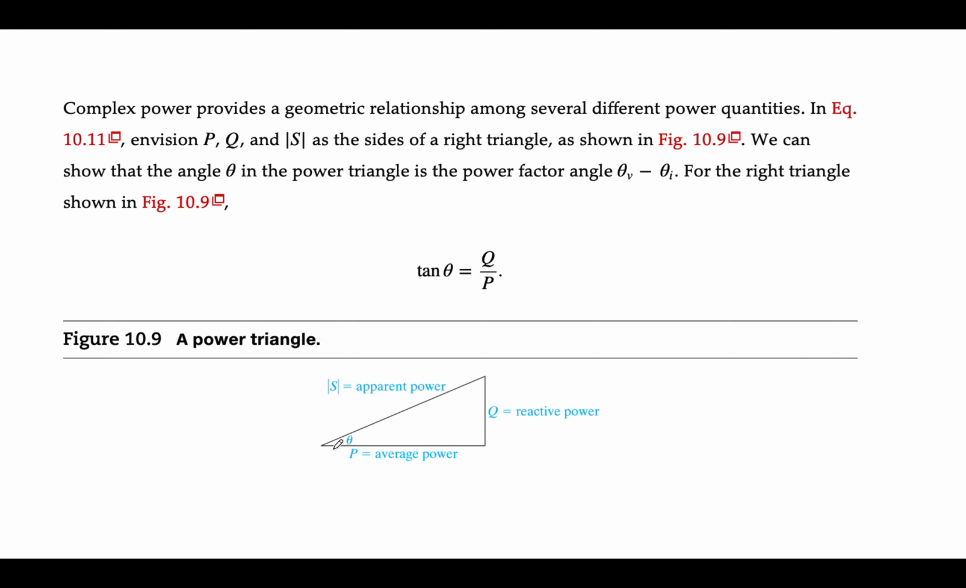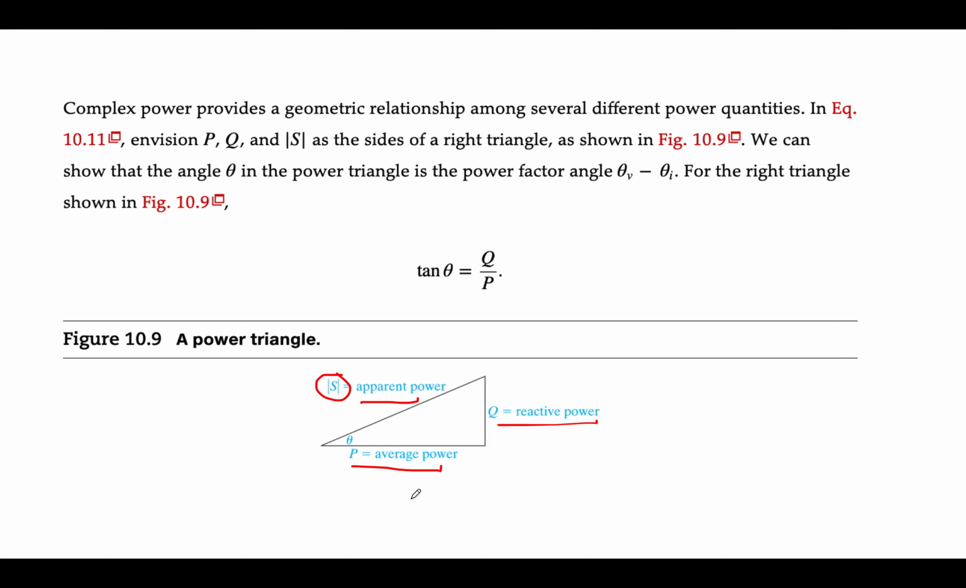So basically, you can make a triangle where the average power forms the horizontal leg, the reactive power forms the vertical leg of the right triangle, and the magnitude of the complex power, which is referred to as apparent power, is the hypotenuse. If you were visualizing this on a complex plane, then this would be a phasor S. So this is the phasor S, but its length is the magnitude of S. Theta is the phase difference between the reactive and the average power.